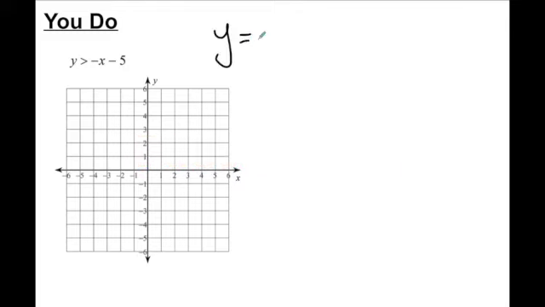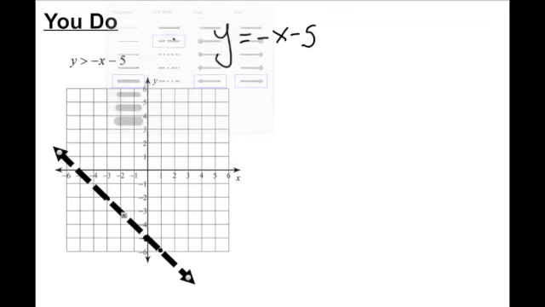So we got y equals negative x minus 5, and we're good to just jump in and start graphing. Okay, so we've got a slope of negative 1, so it goes down 1 over 1 as we go from left to right. Make sure you make this line a dotted one because it's not okay to be equal to. This is not an or equal.